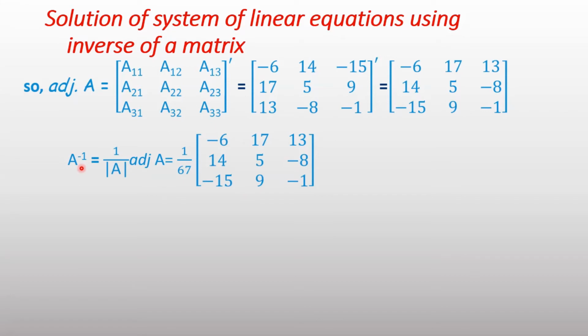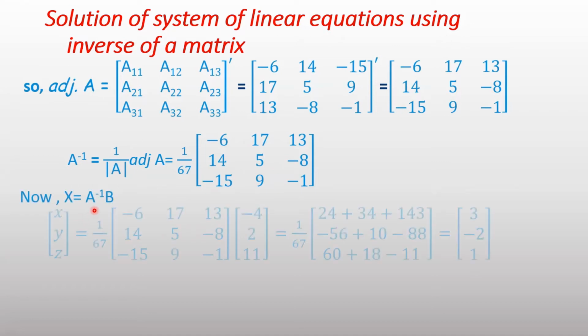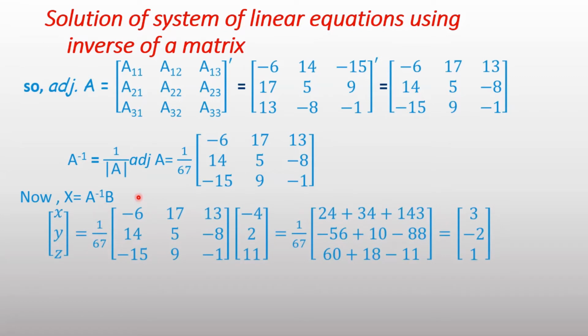Then A inverse with formula 1 upon determinant of A into adjoint of A. 1 upon determinant of A means 1 upon 67 into adjoint of A, just calculated here. Put it, you are getting the value of A inverse. Then the matrix equation is written: x equal to A inverse B. Now put the value of A inverse and B, matrix B minus 4, 11, 1 upon 67 into matrix multiplication.